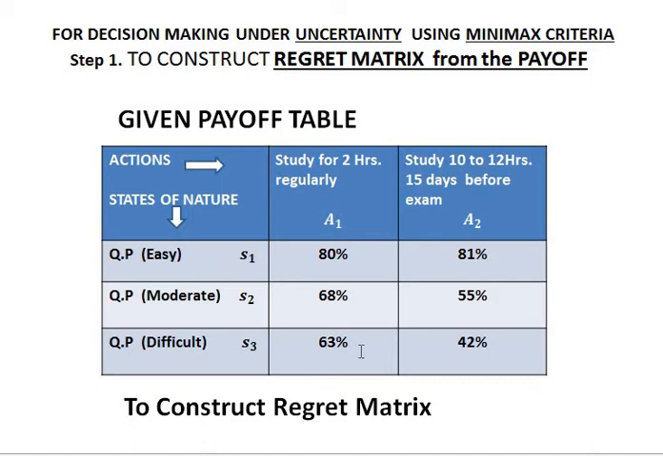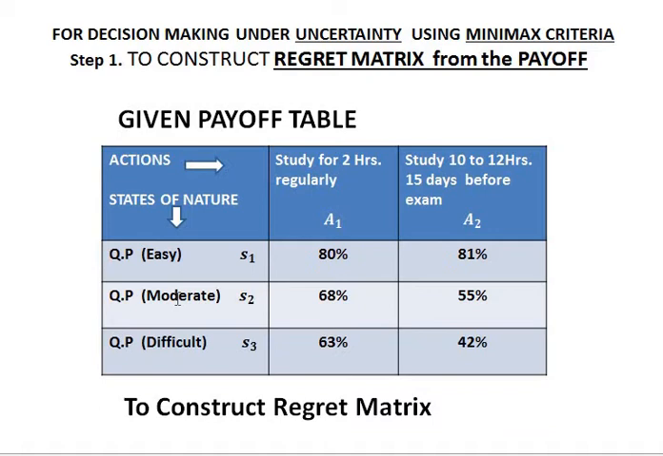Again you may observe X will score 63% and Y will score 42. So again Y will feel regret of how much percentage? 63 minus 42, that is 21%. So this is the way we are finding the regret values for each and every state of nature with respect to action. Okay, and that we are going to write in the form of a table to construct the regret matrix.